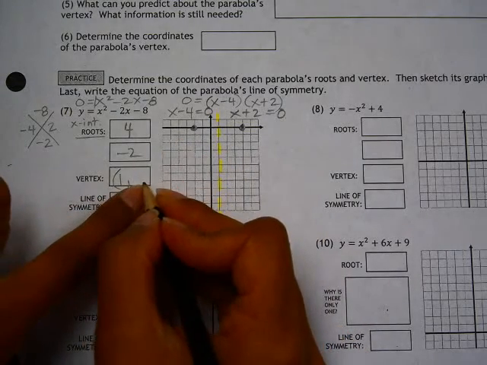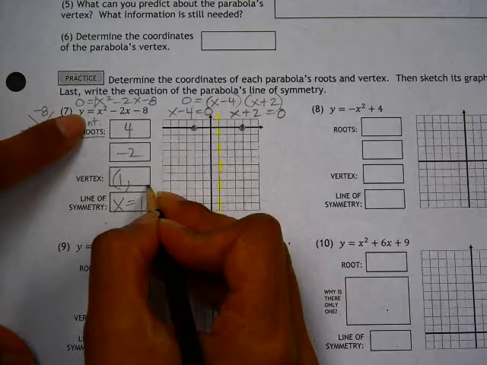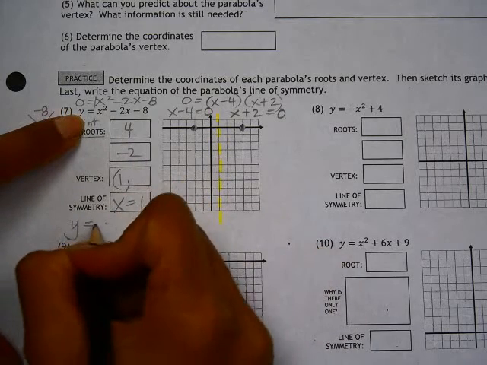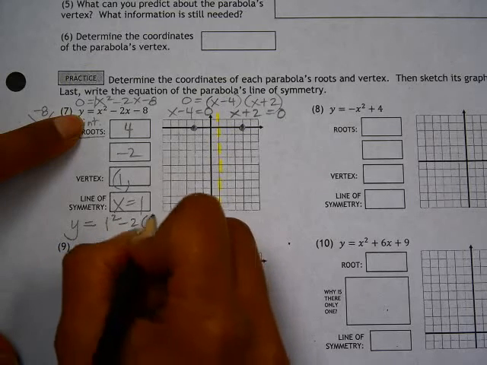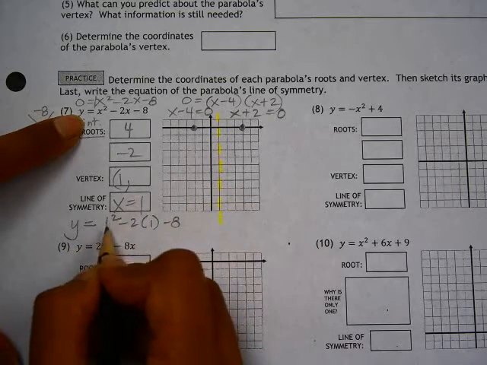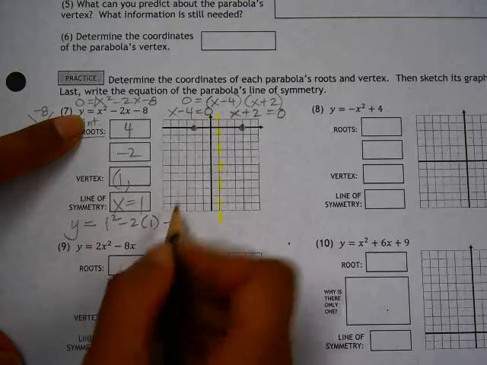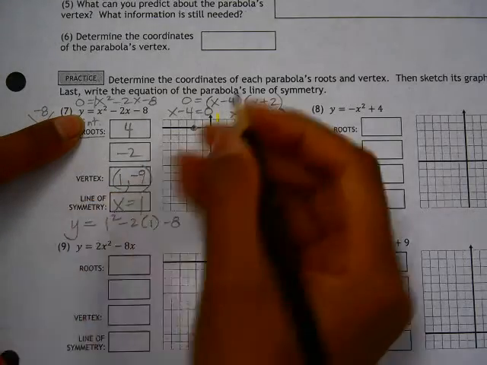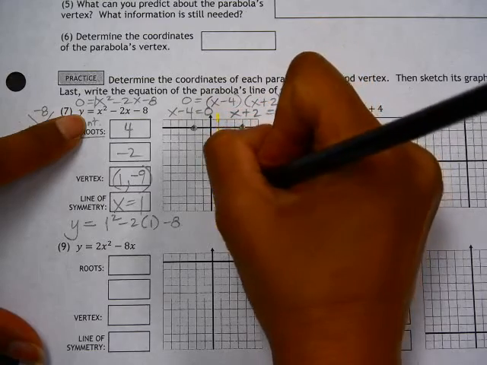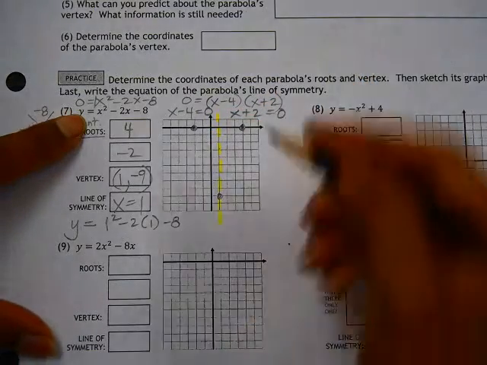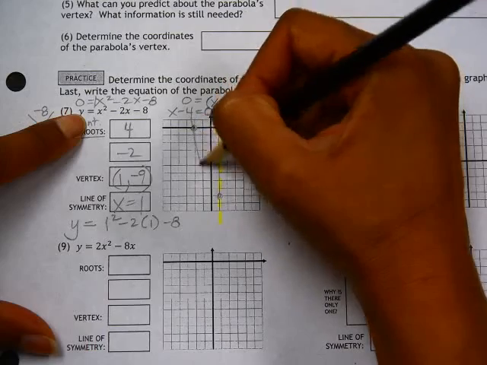To find the y value of the vertex, we have an equation that we can use. Y equals x squared, x is equal to 1, minus 2x minus 8. So 1 minus 2 is -1, minus 8 is -9. So 1, -9 is my vertex, and then we have enough to create a sketch of the graph.